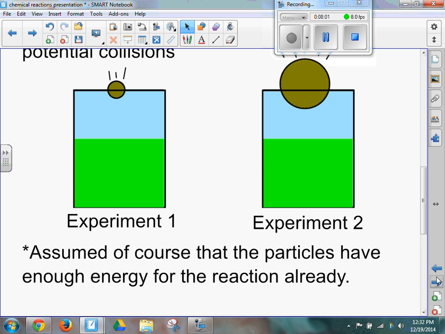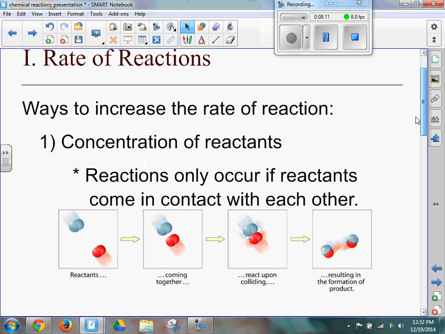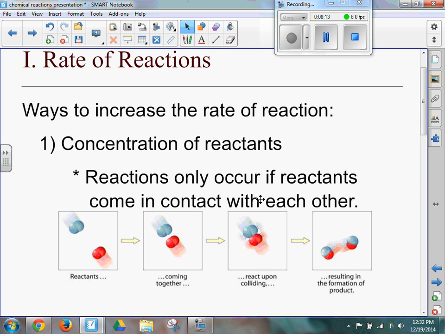Okay, so the biggest thing when we talk about reaction rate and we talk about chemical reactions in general, you're talking about the activation energy. Okay, so for us, when we're talking about the concentration of reactants, we can go ahead and throw more logs on the fire. But if you just throw logs onto logs, well, there's no reaction occurring. So there has to be enough energy already in the system for the reaction to occur.